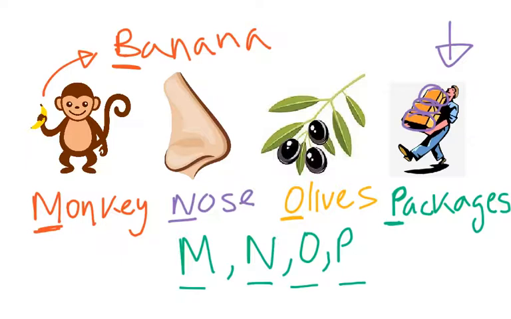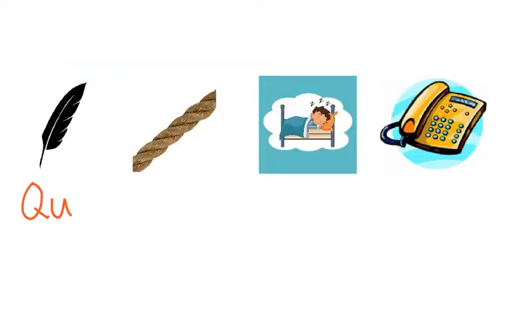So what letters have we learned here? We've learned the letter M, the letter N, the letter O, and the letter P. So the letters M, N, O, and P. Great. So now let's move on to our next slide.